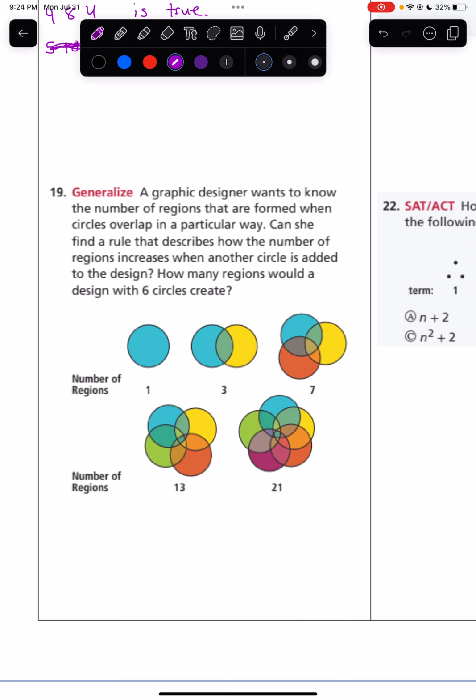Can she find a rule that describes, that's not going to be recognized as a rectangle. Let me try that again.